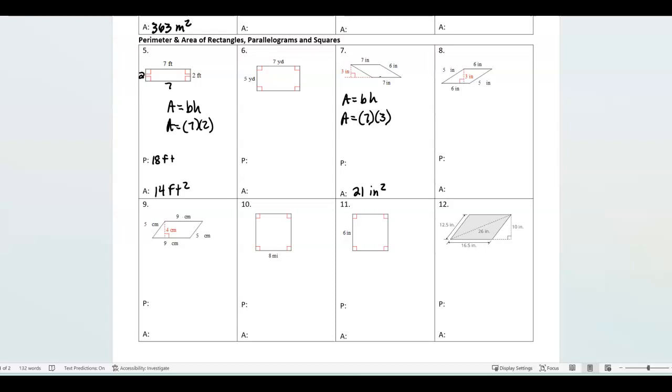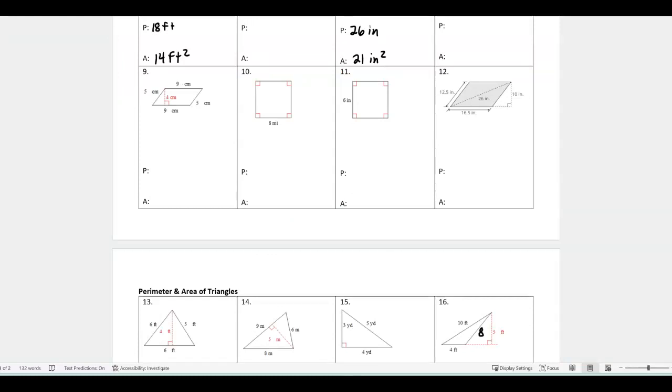Now, for the parallelogram's perimeter, it's just like a rectangle. If this is 7, this is 7. If this is 6, this is 6. So you're going to add those up: 7 plus 6, 7 plus 6, that gives you 26 inches. You do not add the 3, right? Don't add the height, whether it's on the inside or outside of the shape. So like in number 12, they gave you what's connected to the right angle, this base of 16.5, this height of 10. They give you some extra information. You don't need that 26 at all. Sometimes they love to throw extra information at you.